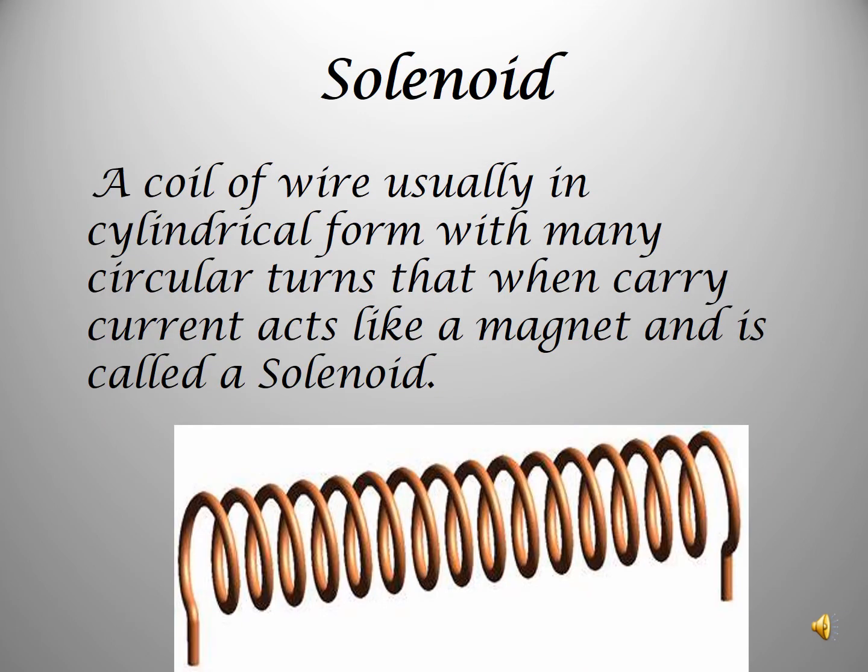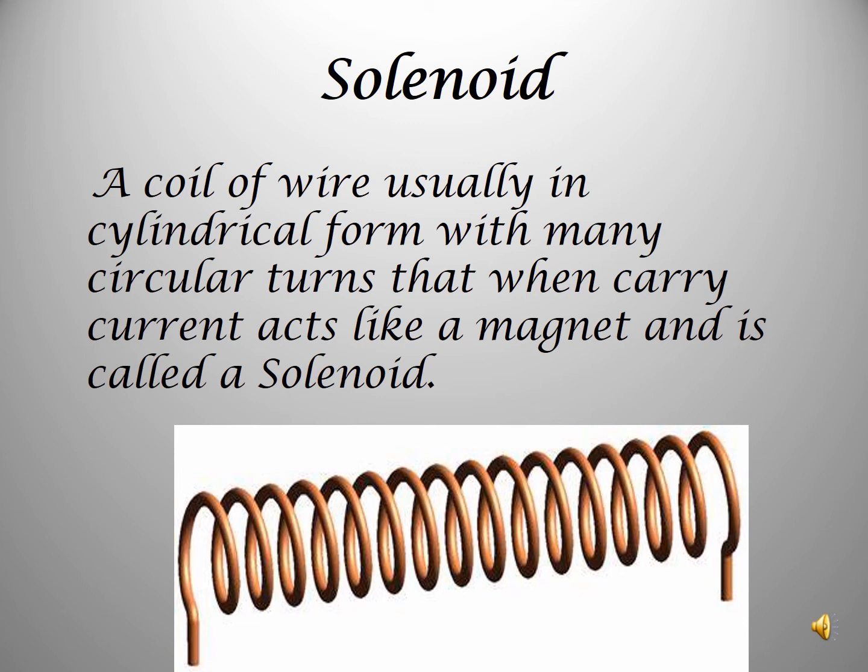Moving on to the next concept from circular coil, that is solenoid. What is a solenoid? A solenoid is nothing but a coil of wire, usually in cylindrical form with many circular turns, that when carrying current acts like a magnet.